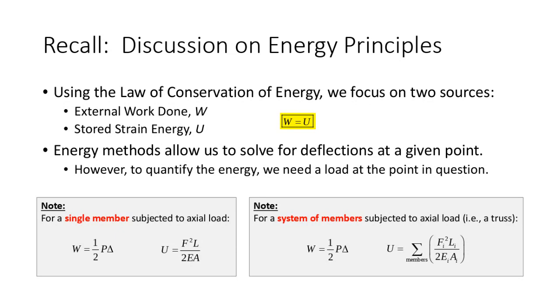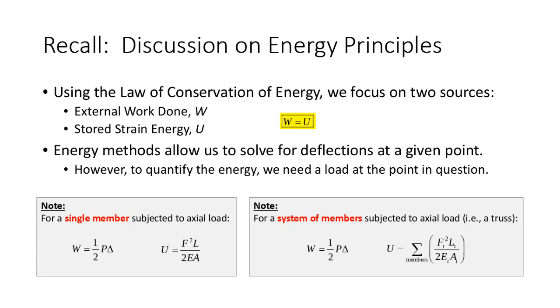And in structural engineering systems, we focus on 2 sources. We have the external work done to the system, and then the stored strain energy. Now, if I had a structure with just a single member in that structure, I might say that the external work done is P delta over 2, and then the stored energy is the term F squared L over 2EA, and that just came from the area of that triangular graph.